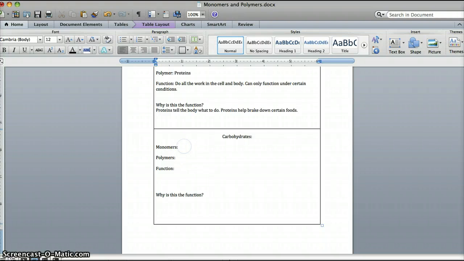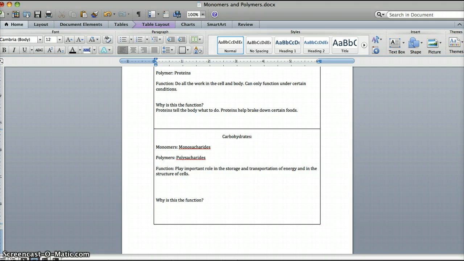Now, carbohydrates. What's the monomer for carbohydrates? The monomer for carbohydrates is the monosaccharides. All the monosaccharides combine together to make the polymers, which are the polysaccharides. Now, what is the function of the carbohydrates? They play an important role in the storage and transportation of energy and in the structure of cells.